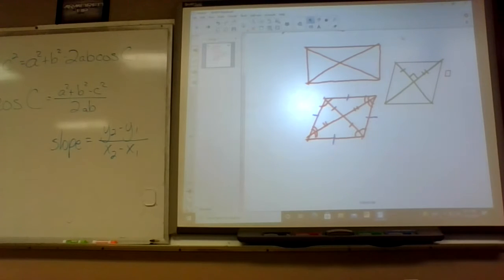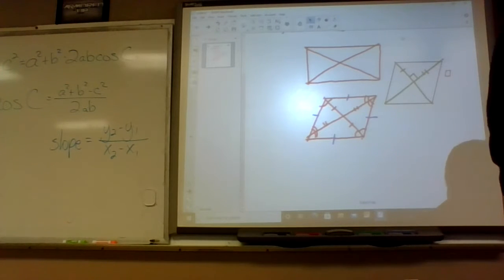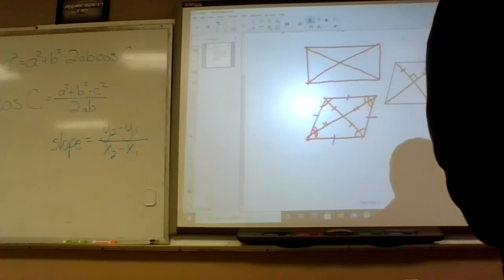Number 3, QS is 14. So what would PT have to be? 7. Because the diagonals are congruent and because they're cut in half, PT would have to be half of QS.